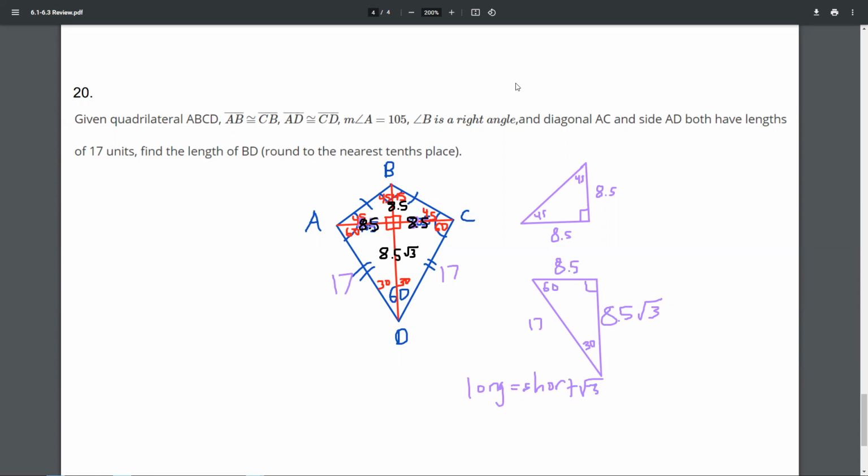Right, so if we're looking for BD, we need to add these two pieces together. 8.5 plus 8.5 times the square root of 3. So if I put that all in my calculator, 8.5 plus 8.5 square root of 3, I'm going to get 23.2. We don't have units, so I'm just going to put units. And there we go. There we have it. There's the length of BD. It's about 23.2. 8.5 and then 8.5 times the square root of 3. Okay. And that's it for the paper review.